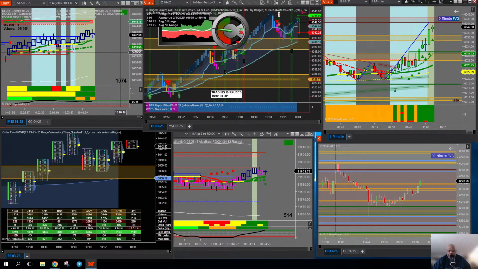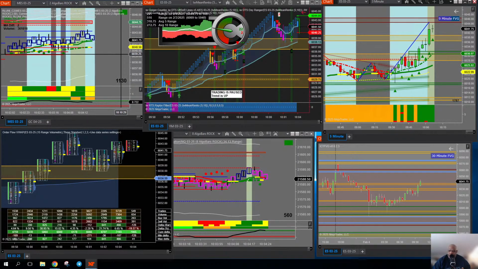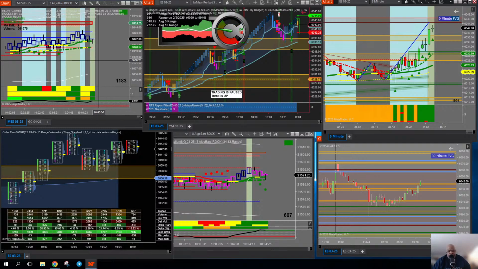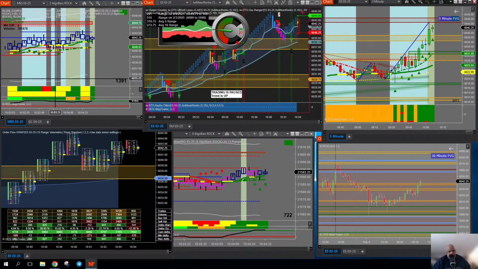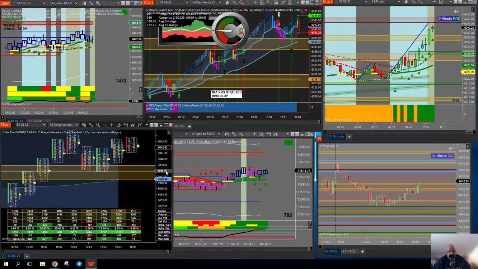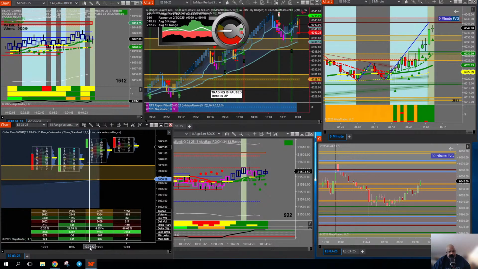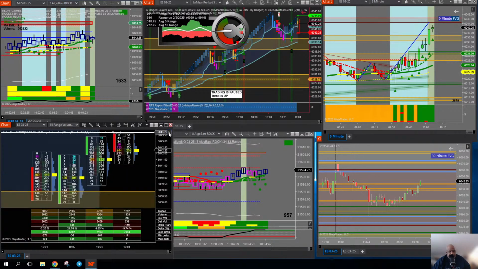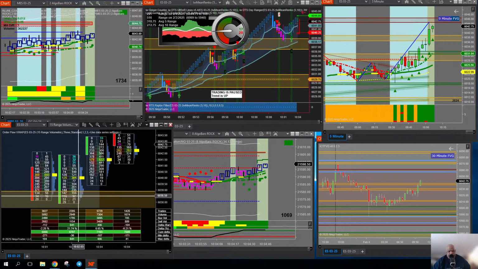Let me know how you guys are doing. Are you guys long, short, or on the sidelines? Because here we're seeing some sellers coming in as well. Let me just make it a little bigger. I'm not sure if you guys can see it. Okay, that might be better. Just look at the last few bars.